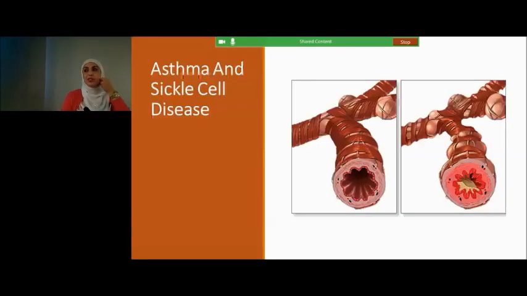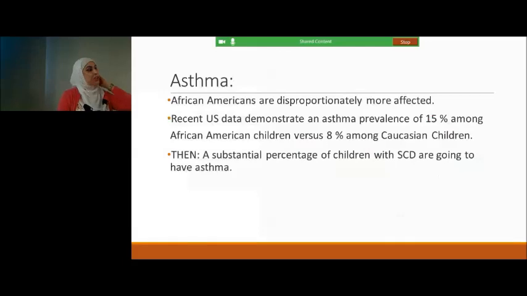Now, switch gears to another topic, asthma and sickle cell disease. I'm sure this is a very popular topic. So, what do we know so far about that? All of us know that asthma is the most common pediatric chronic illness, period. And we know that it's more common in the African American population, and it's more severe in the African American population. In a recent study, the prevalence was 15% among African Americans compared to 8% in Caucasians, almost double.